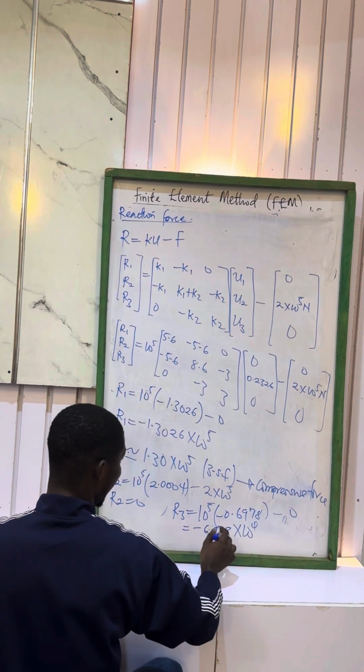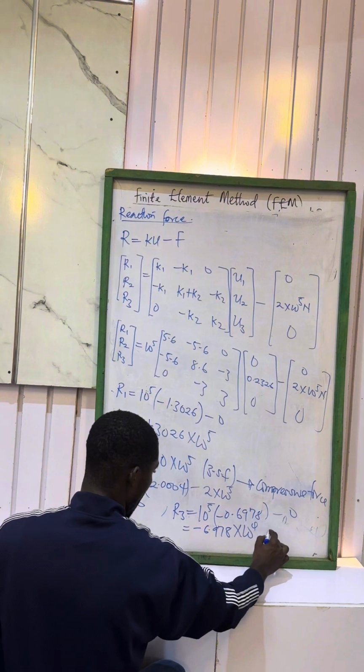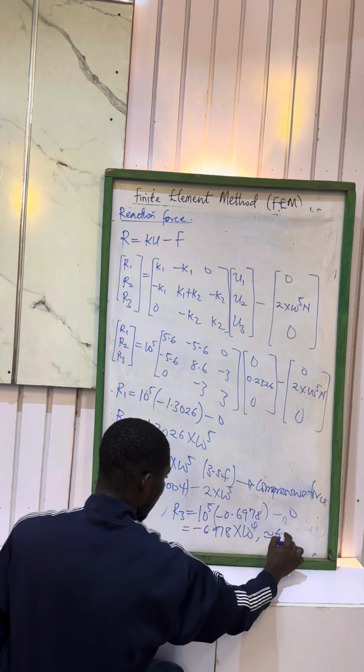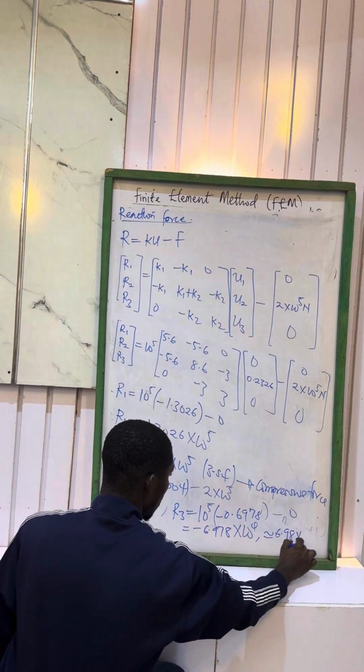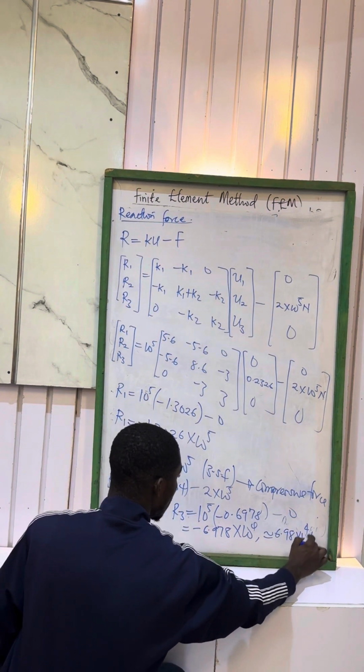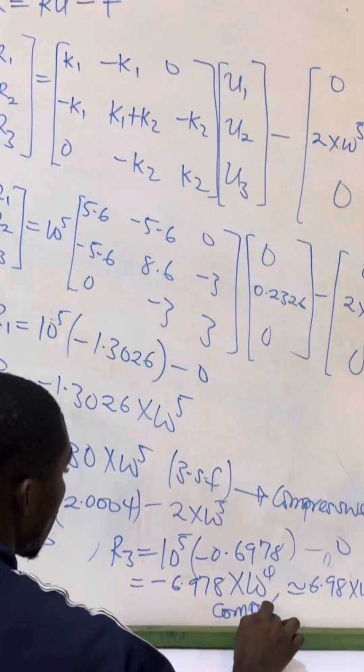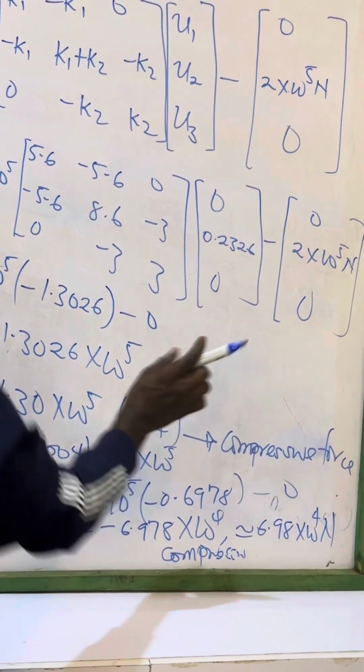So at the end of the day, we see that my R approximately, which is R3, is minus 6.98 times 10 to the power 4 Newton. This is also compression. Please take note of that. This is also compression.